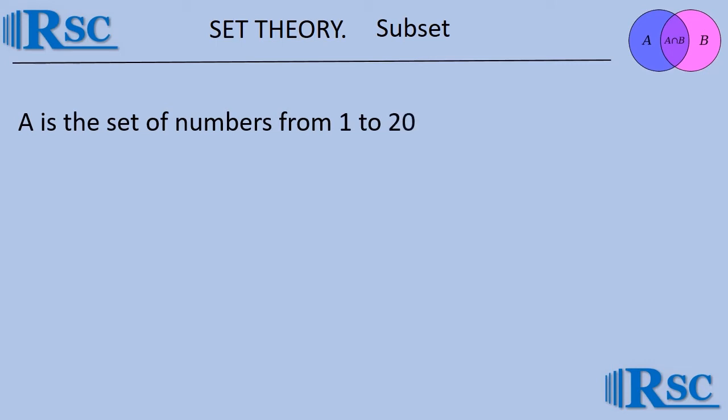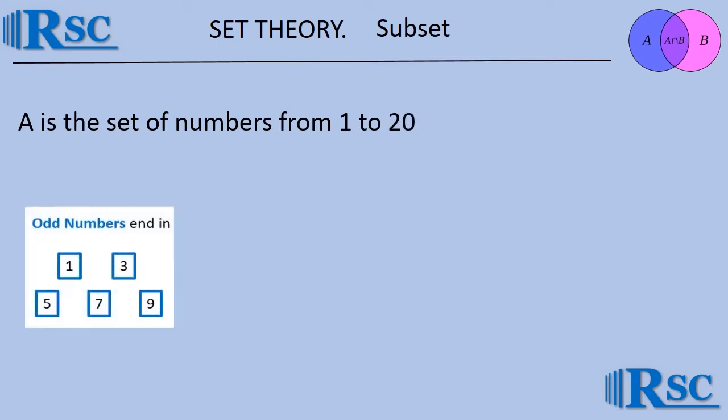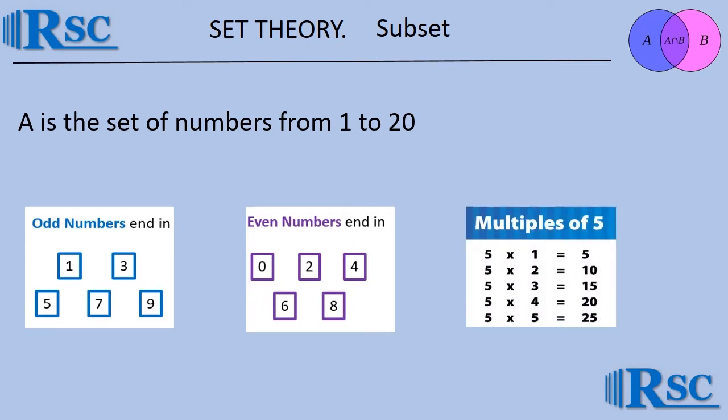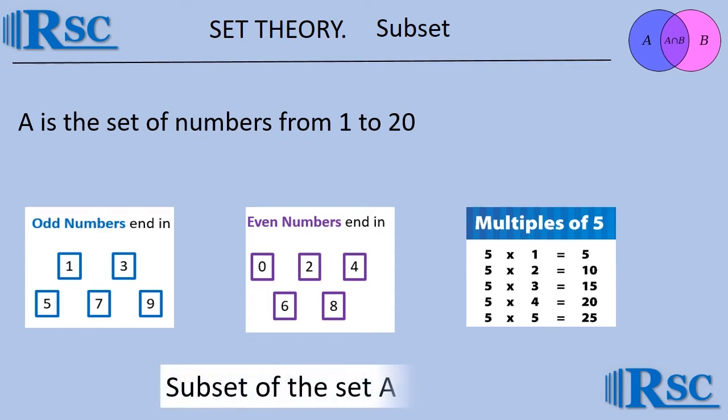Let's look at another example. Let's say A is the set of numbers from 1 to 20. Then the set A contains some odd numbers, some even numbers, some multiples of 5, and even some other groups with a common property. All of these, considered separately, are sets themselves, and they all form part of the set A. Since each is part of A, then each can be called a subset of A.